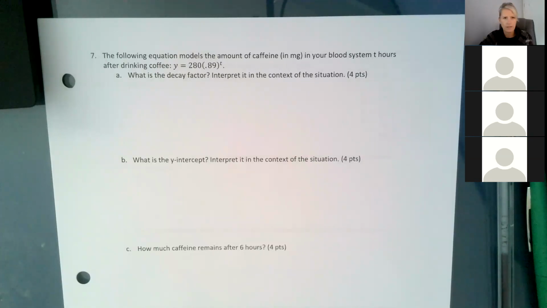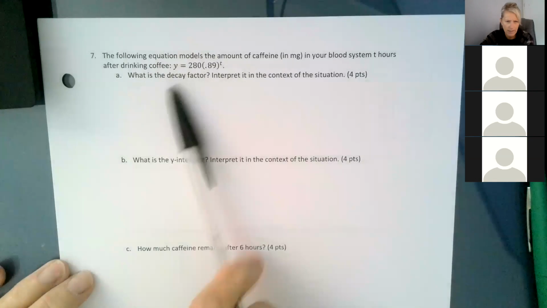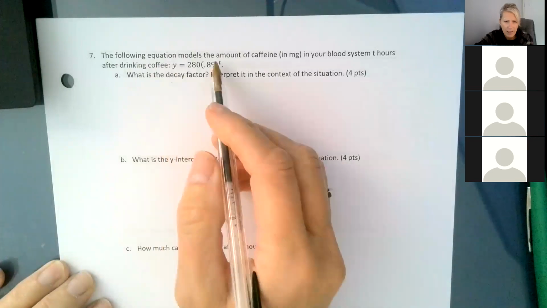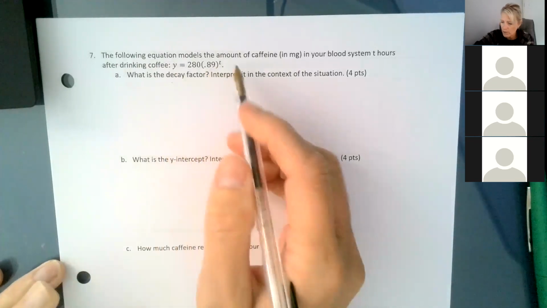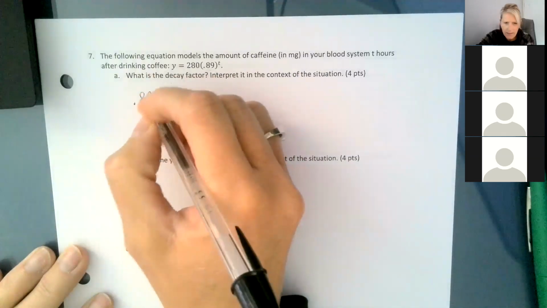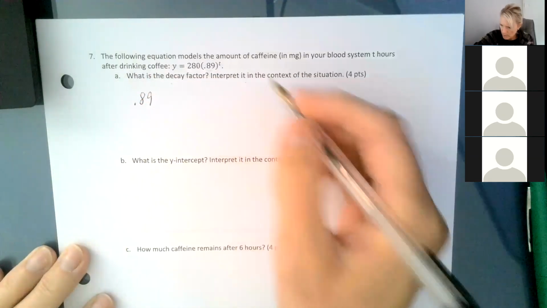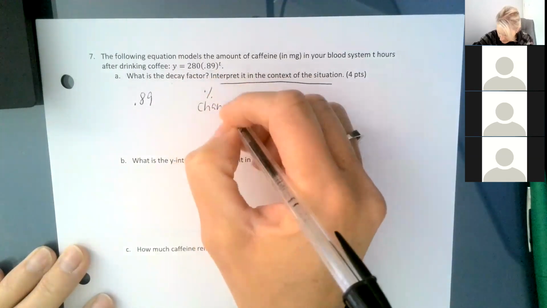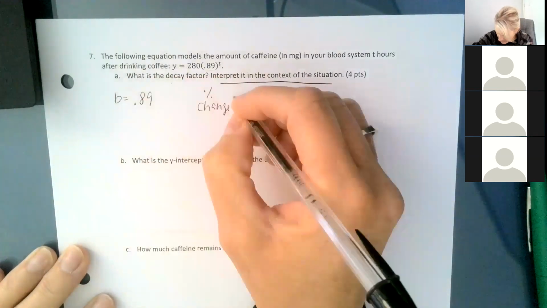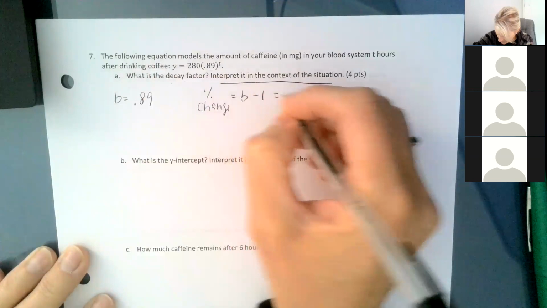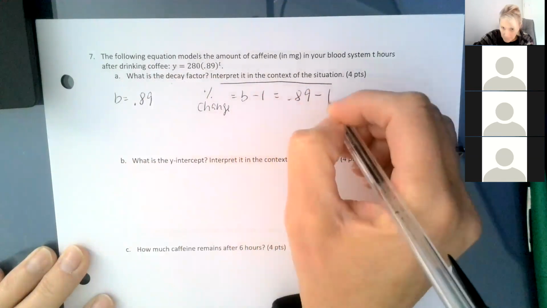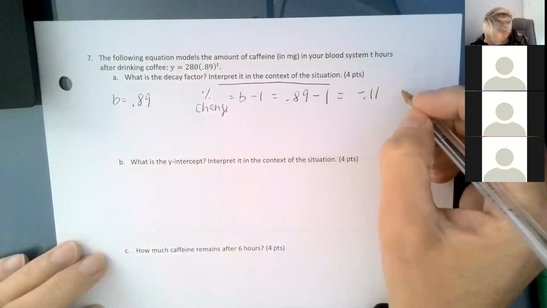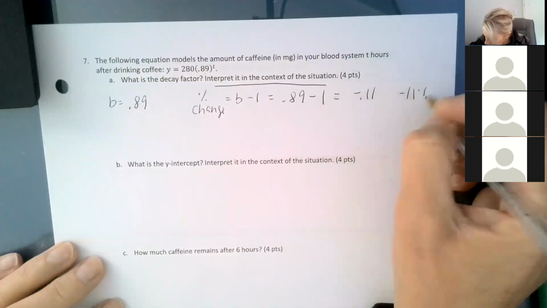And it says decay factor. Well, we keep calling it a growth factor. So we're just calling it a decay factor here because that multiplier is less than 1. That's the only difference. So that's 0.89. And it says interpret it in context of the situation. So I need to find my percent change by taking B and subtracting 1. And I get a negative 0.11. And that is a negative 11%.